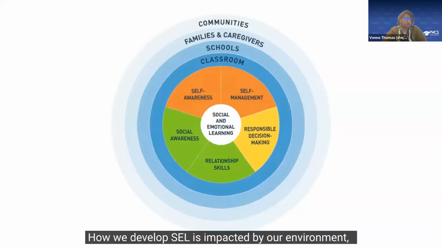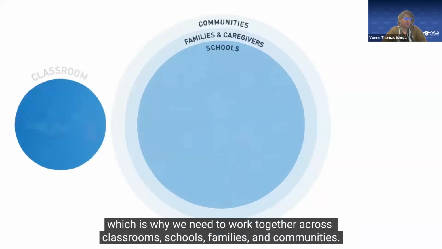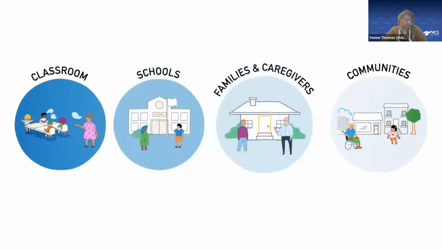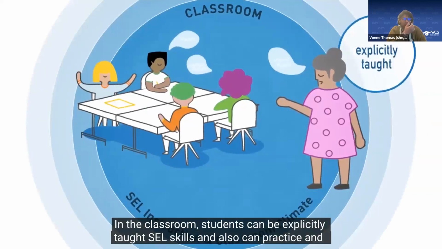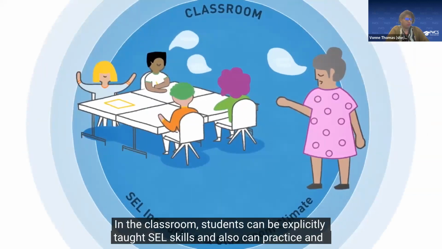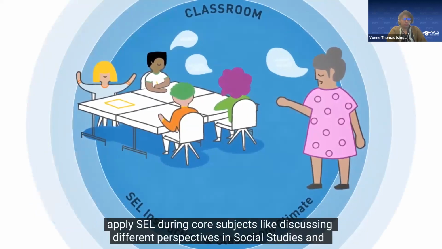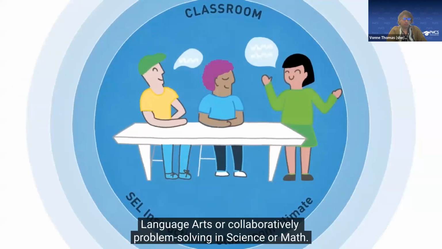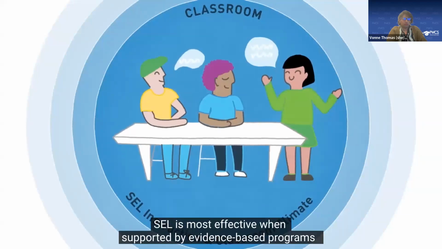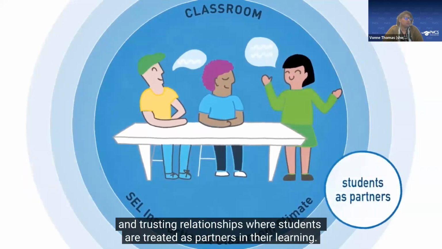How we develop SEL is impacted by our environments, which is why we need to work together across classrooms, schools, families, and communities. In the classroom, students can be explicitly taught SEL skills and also can practice and apply SEL during core subjects, like discussing different perspectives in social studies and language arts, or collaboratively problem solving in science or math. SEL is most effective when supported by evidence-based programs and trusting relationships where students are treated as partners in their learning.